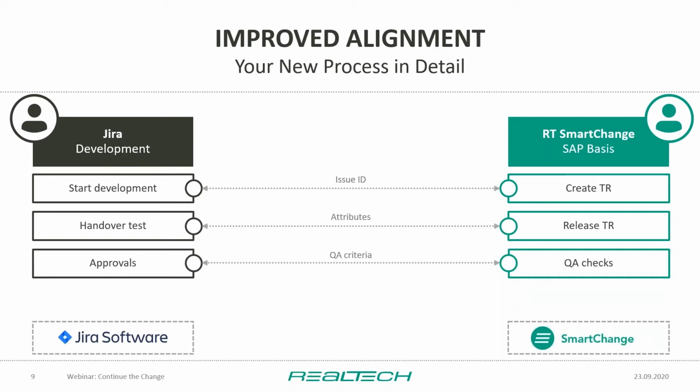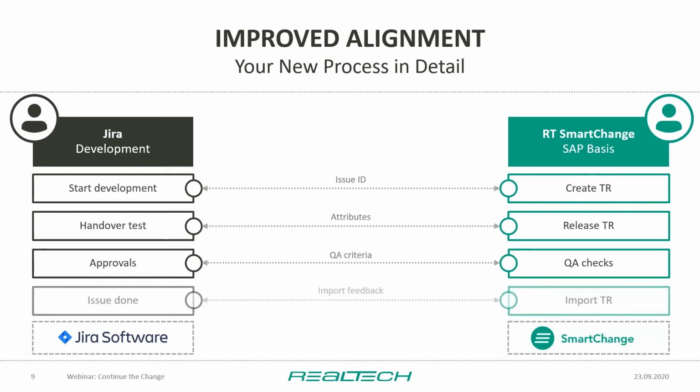Approvals of transports can be made on both sides, and if Jira is the leading system, the valuable QA checks or Smart Change can be accessed via web service. And if the transports were imported successfully, you can view the result in Jira, for example, return code and further import information, and change the issue status to done automatically.